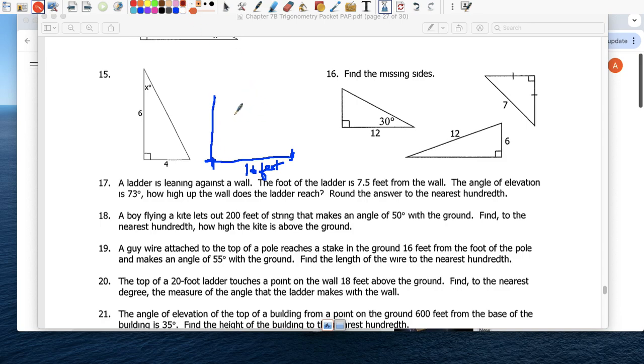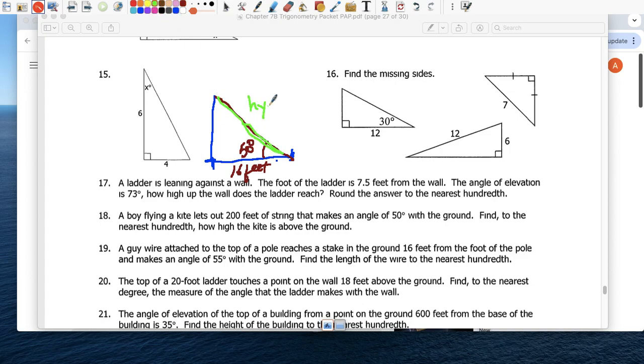Here is the wire from the top of the pole to the stake on the ground. And that makes an angle of 50 degrees. Find the length of the wire to the nearest degree. So let me just write that a little neater. So this is 16 feet, the length of the wire, which is in red, or let me change it to green. And we're looking for this.